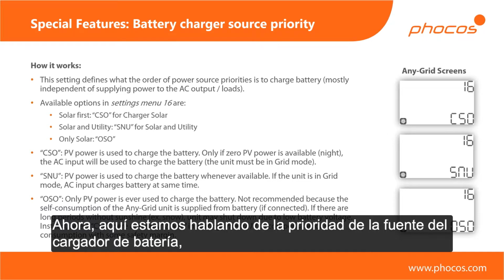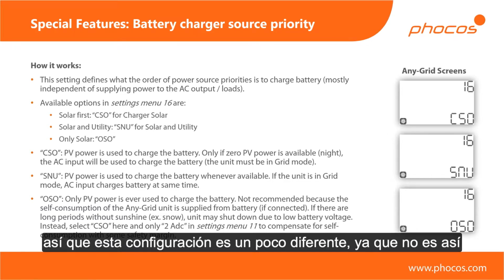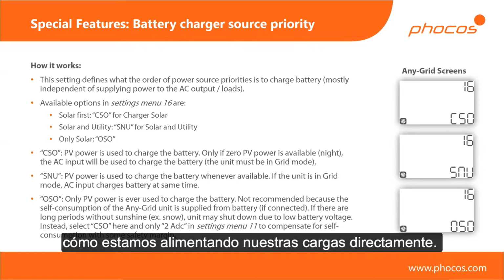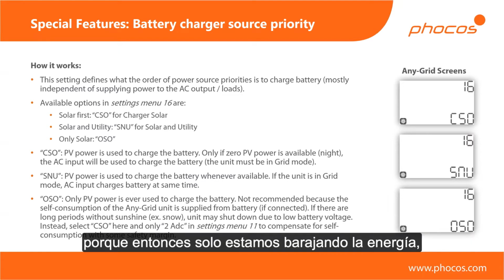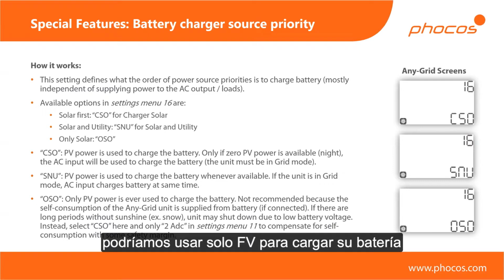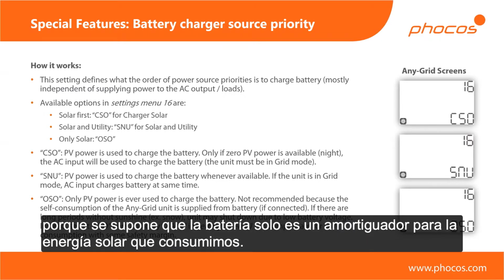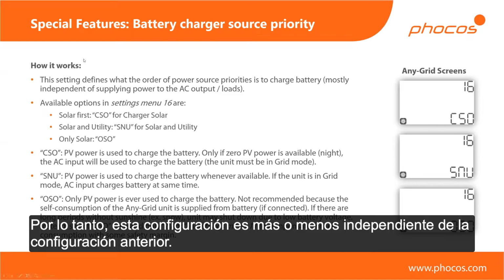Now here we're talking about the battery charger source priority. So this is a bit different, the setting, in that this is not how we're powering our loads directly. This is now deciding how we charge our battery. So for example, we might purposely not want to use the grid to charge your battery because then we're just shuffling around power. We might use only PV to charge our battery because the battery is only supposed to be a buffer for the solar energy that we're consuming. So this setting is more or less independent from the previous setting.